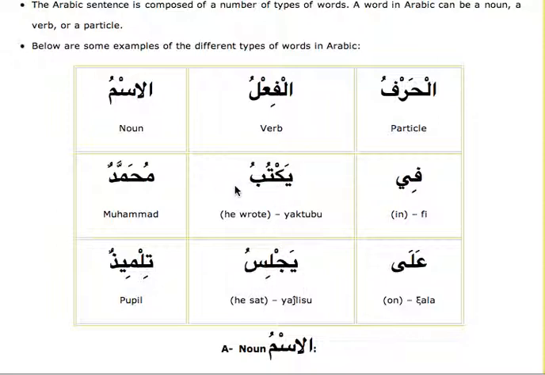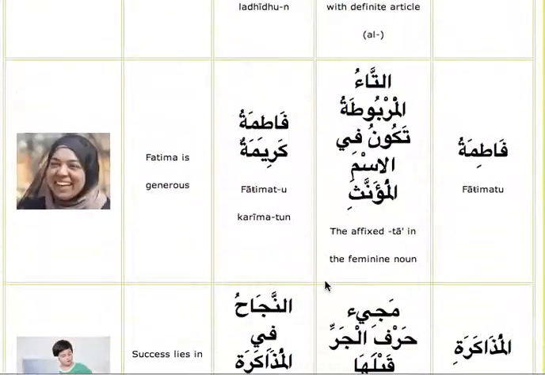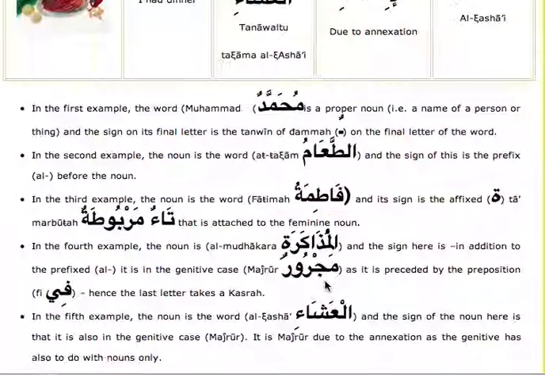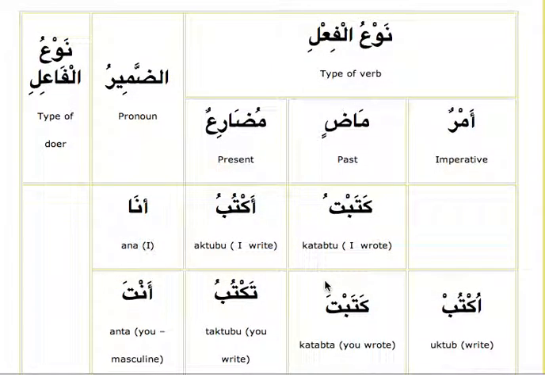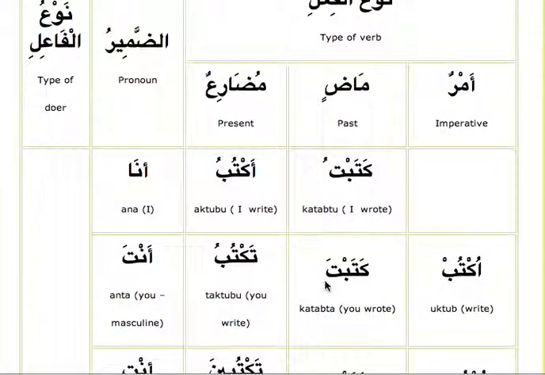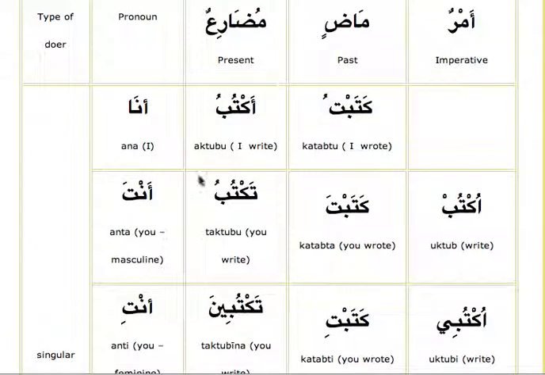Yaktubu, kataba, jalasa. Jalasa Muhammadun ila fi'l. When you add the preposition ala, yajlisu. Okay, so that's the question that needs to be answered. Inshallah, I'll find a way to get that answer. Now it doesn't look like there's any other place I can find. Okay, katabtu, aktubu ana. Now you have aktub, oktub.